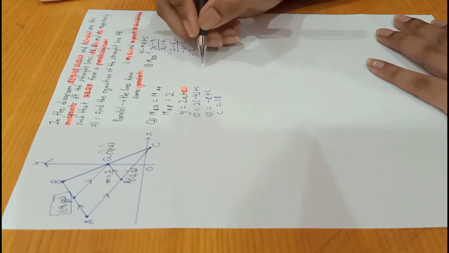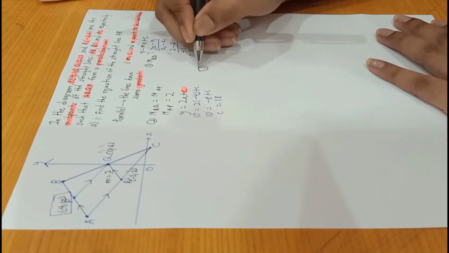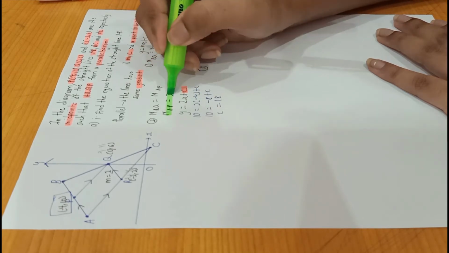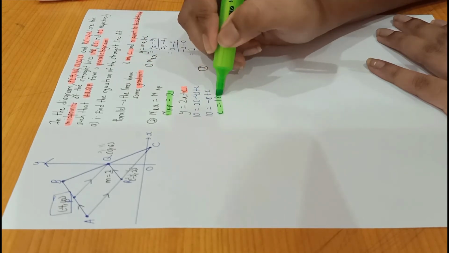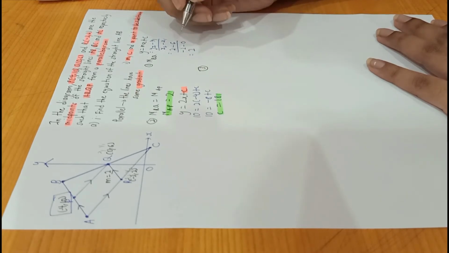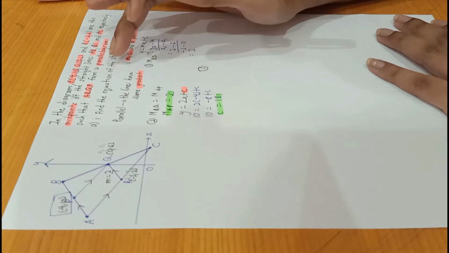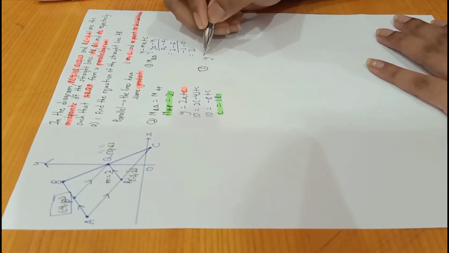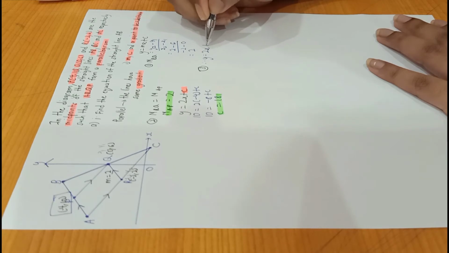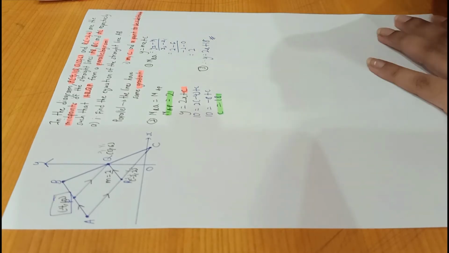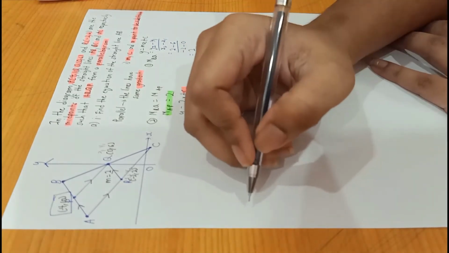And the third step is, we already found the gradient and the c-intercept of the equation. So the final answer for the equation of the straight line AB is y equals 2x plus 18. And this is the method by using gradient. We also have a second method.